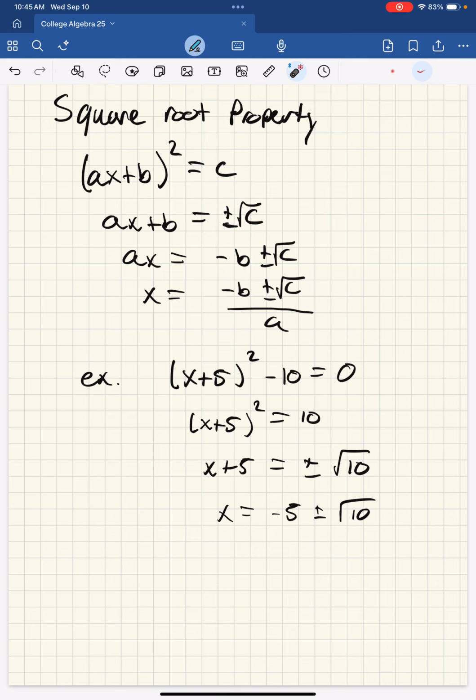So let's take a look at this example. We've got x plus 5, the quantity squared, which is a perfect square, but then we're subtracting 10 on the left. So to get the perfect square on one side by itself, add 10 to both sides. Now we can square root. And so remember, when you square root, since that represents a variable value, we have plus or minus. Get x on one side by itself, and that's the square root property.